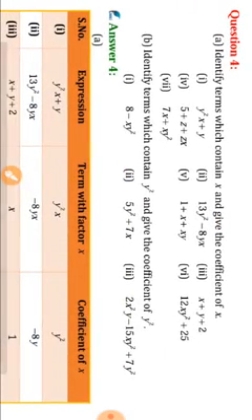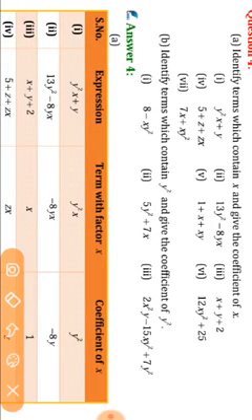Then the fourth one, identify the terms which contain x and give the coefficient of x. We have to make a table like this: expression, terms with a factor x, and coefficient of x. In this, the term containing x is y square x, and for the coefficient, other than x we have to write. Coefficient of x means other than x, which are there? x square, y square is there. So y square is the coefficient of x here.